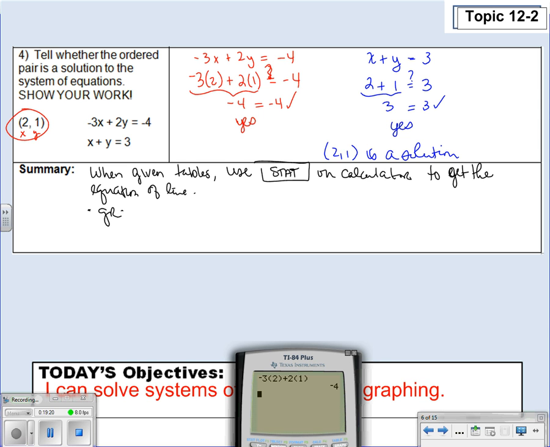Okay, then we're going to graph each line using the slope, which is our m, and the y-intercept. And the solution is where they intersect.